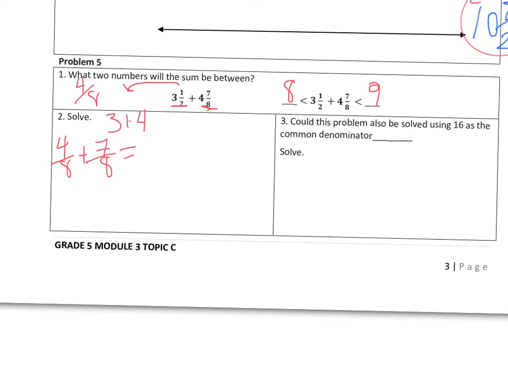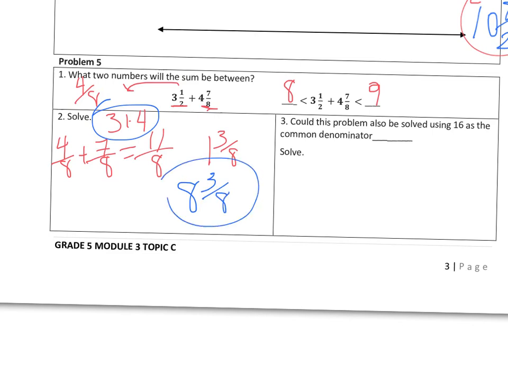Well, this is 11/8. Ugh, improper fractions. You know how they upset me. So really, 1 3/8 plus our 3 and our 4 up here for a whopping total of 8 3/8.